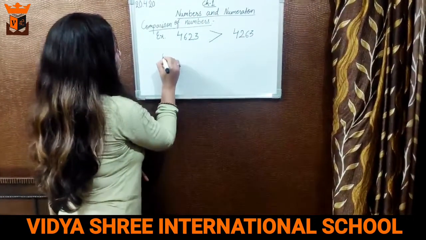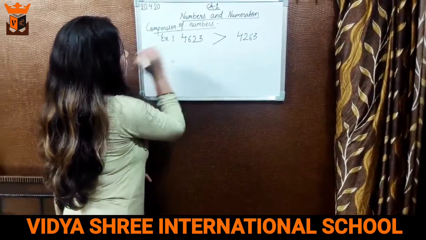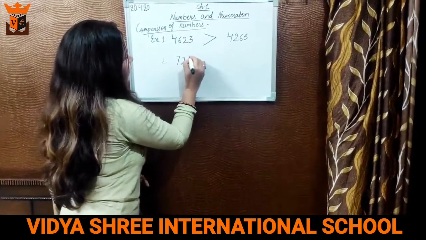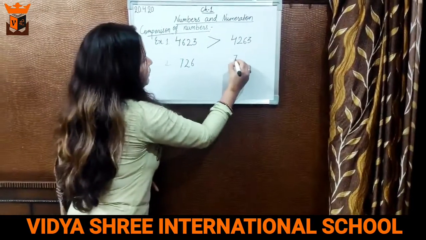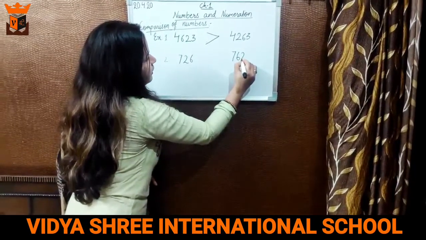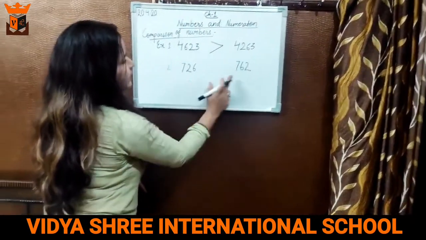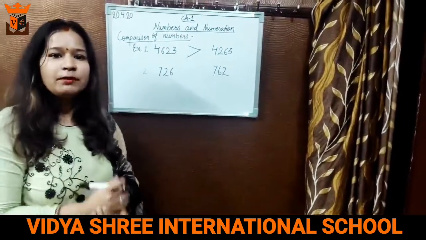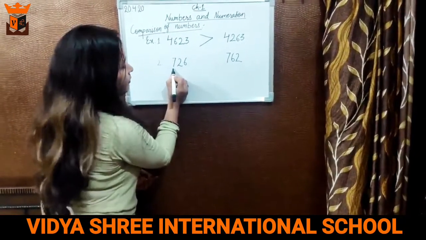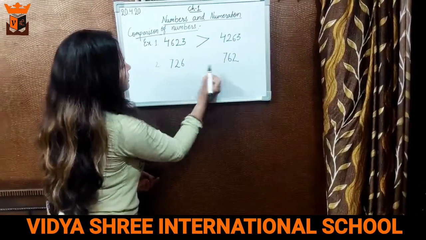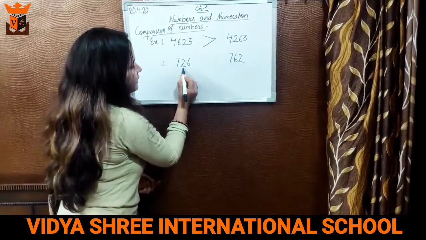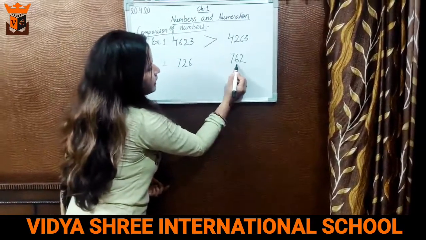Okay. Now let us take another example. Example number 2. Suppose the numbers are 726 and 762. Now we have to compare which one is bigger and which one is smaller. What we have to do? We will start from the leftmost digit. The first digit is the same in both the numbers. Second digit here is 2 and in this number there is 6.